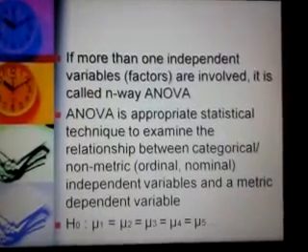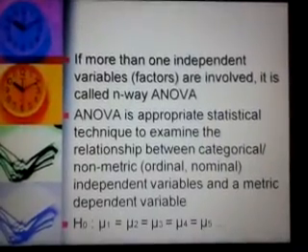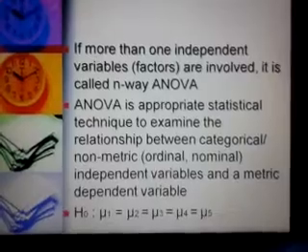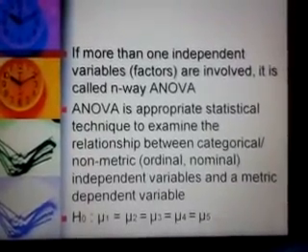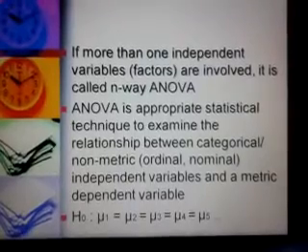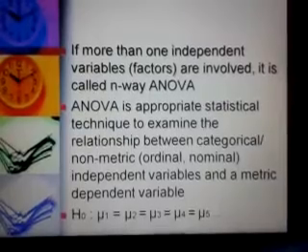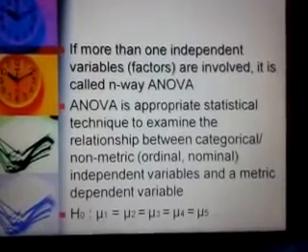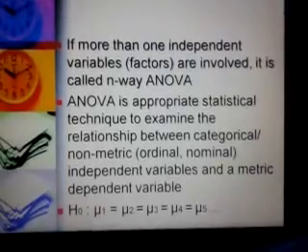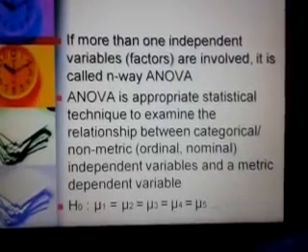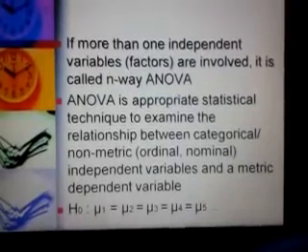If more than one independent variable is involved, it is called N-way ANOVA. These independent variables are also called factors. So if independent variables are more than one, then it is called N-way ANOVA. That means if these independent variables are two, then we would say it is two-way ANOVA, and so on.